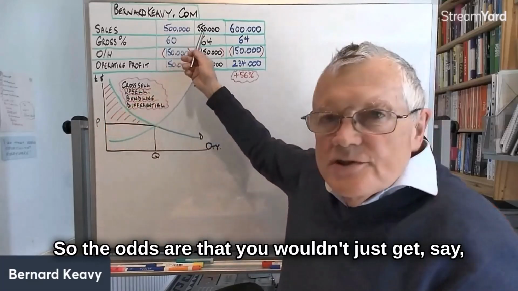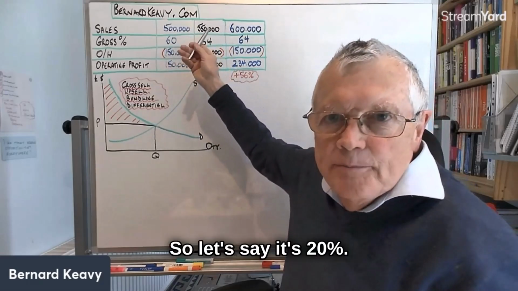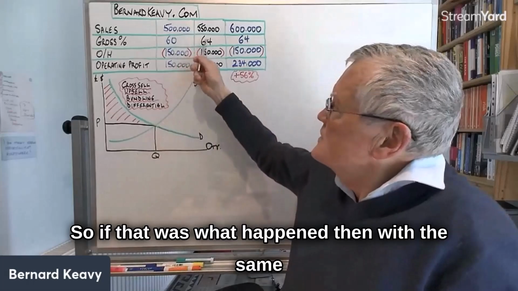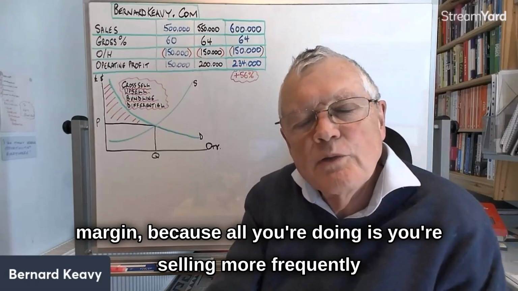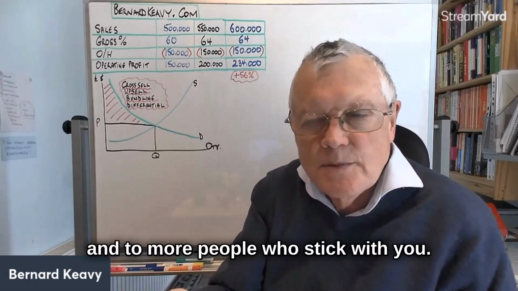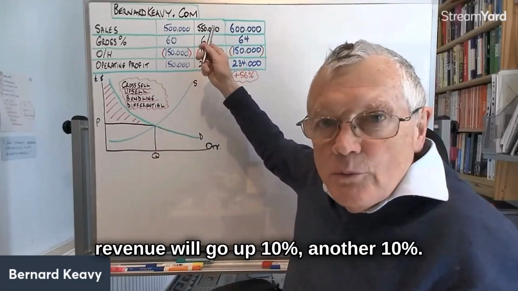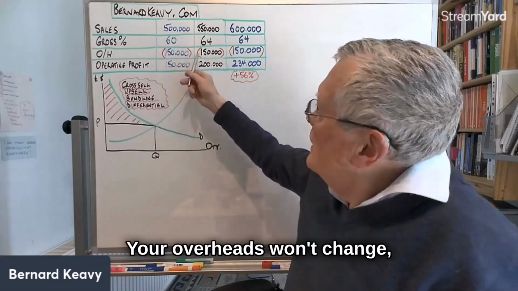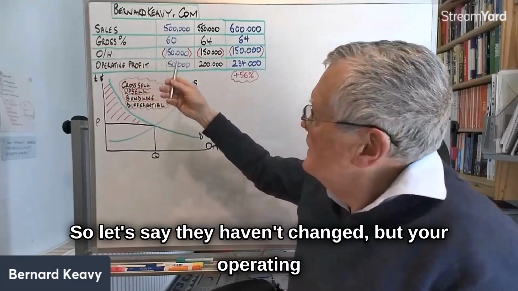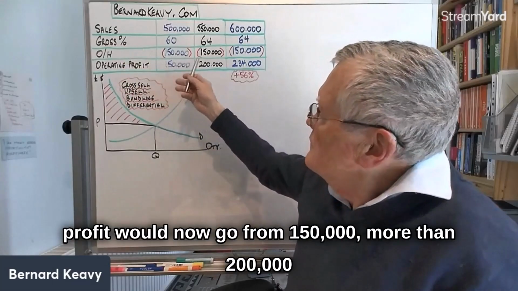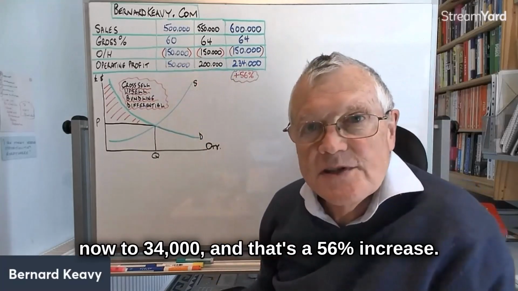So the odds are that you wouldn't just get, say, a 10% increase in your revenue. You might get more. So let's say it's 20%. If that was what happened, then with the same numbers and the same margin, because this won't increase your margin, all you're doing is selling more frequently and to more people who stick with you. So your margin will stay there, but your revenue will go up another 10%. Your overheads shouldn't change significantly, so let's say they haven't changed. Your operating profit would now go from 150,000, more than 200,000, now to 234,000. And that's a 56% increase.